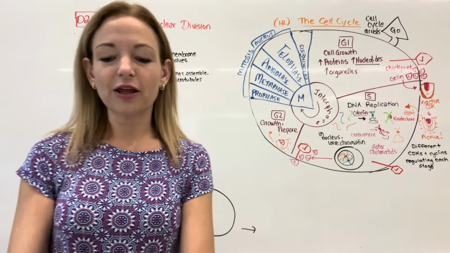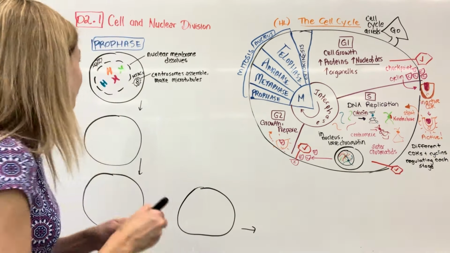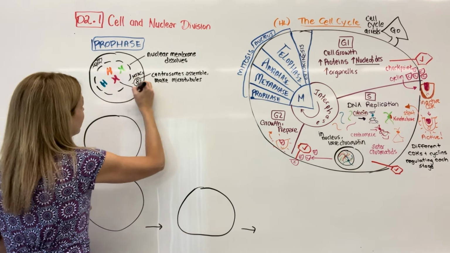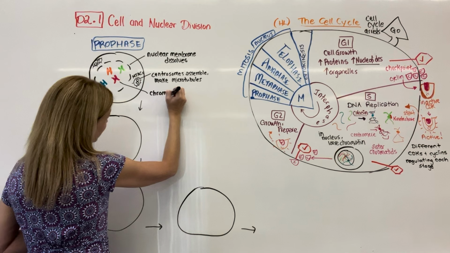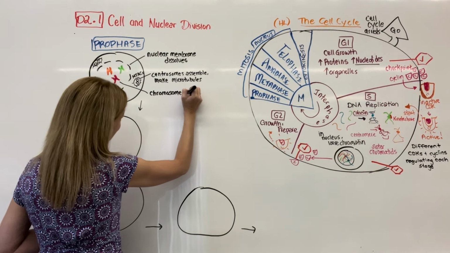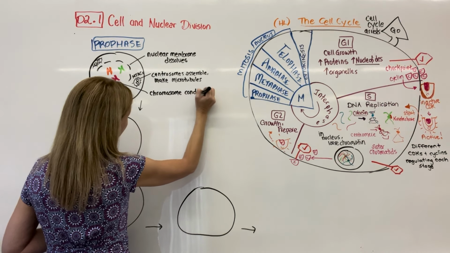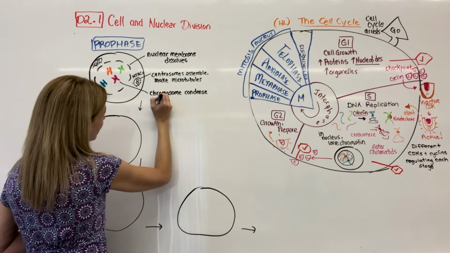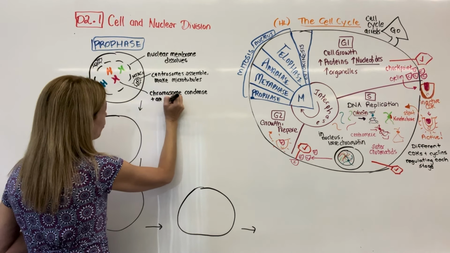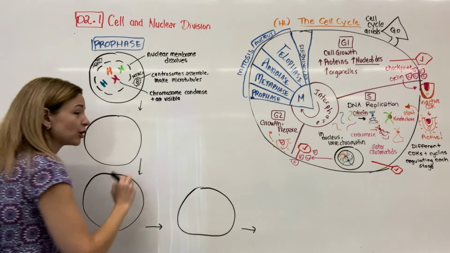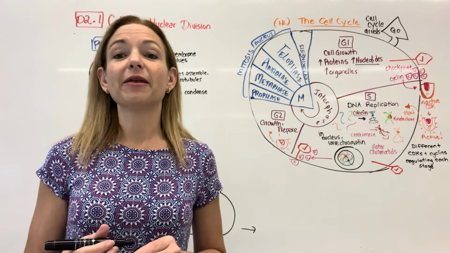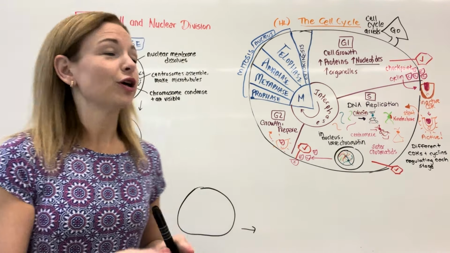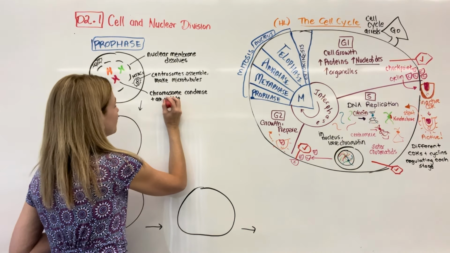So that's kind of my third event that is going to happen, is going to be the chromosomes condense and become visible. So that's going to be important if you are ever looking at a microscope. The way you can tell it's now in prophase is by the visibility. So this is what you would be looking for under a microscope.